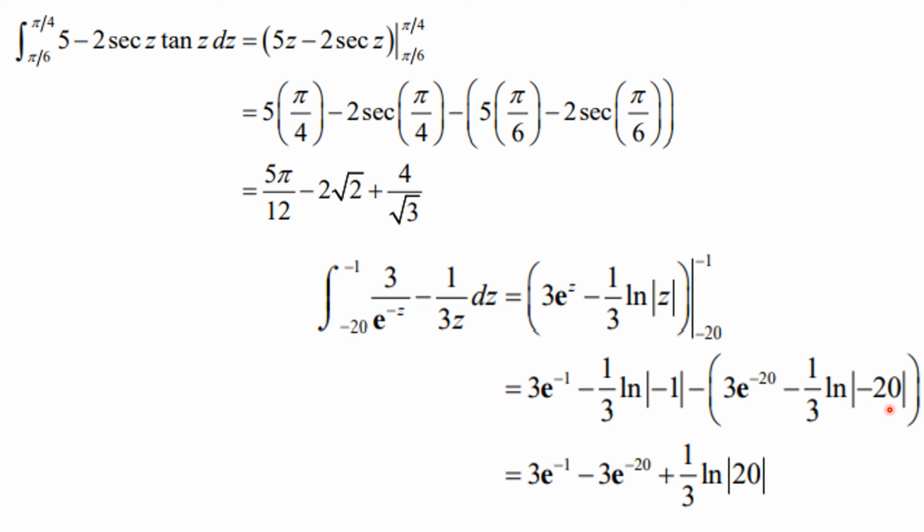So I do the arithmetic, and I get 3e to the minus 1 minus 3e to the minus 20 plus 1/3 the natural logarithm of the absolute value of 20. This is a number, and this is what you would reach with your final answer without a calculator.